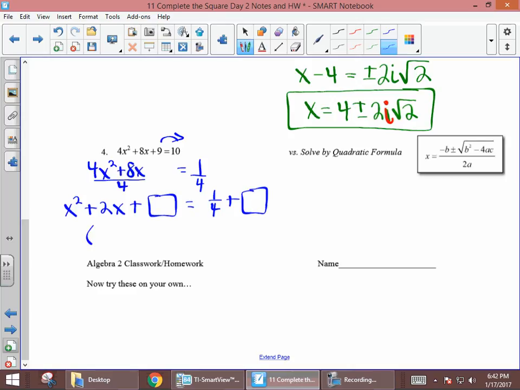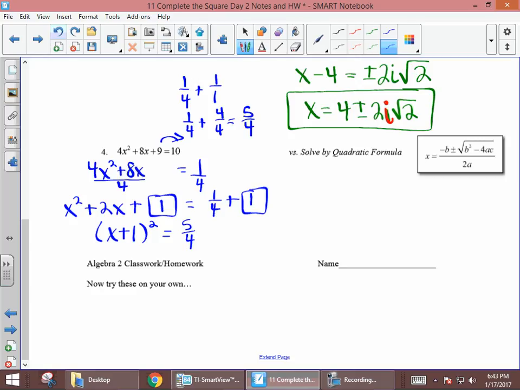So to figure that out, I take half of the linear term, half of 2 is 1, and we square it. 1 squared is just 1. So x plus 1 squared equals 1/4 plus 1. Right above, 1 is 1 over 1, and to get a common denominator, that would be 4 over 4. So this is 5/4.